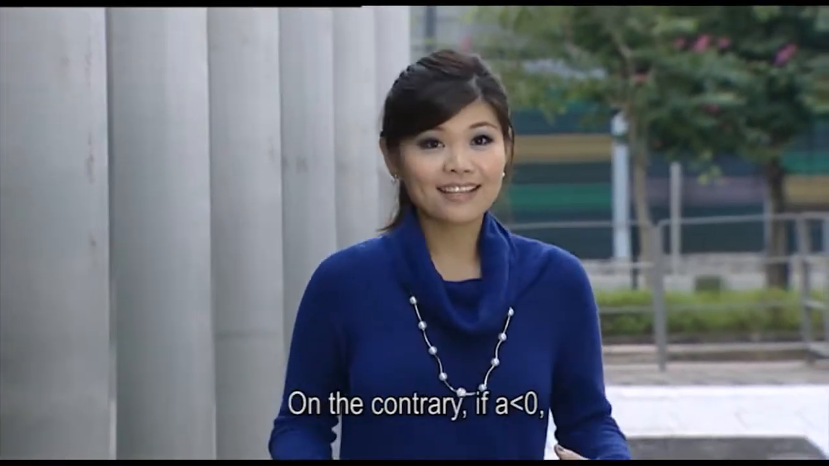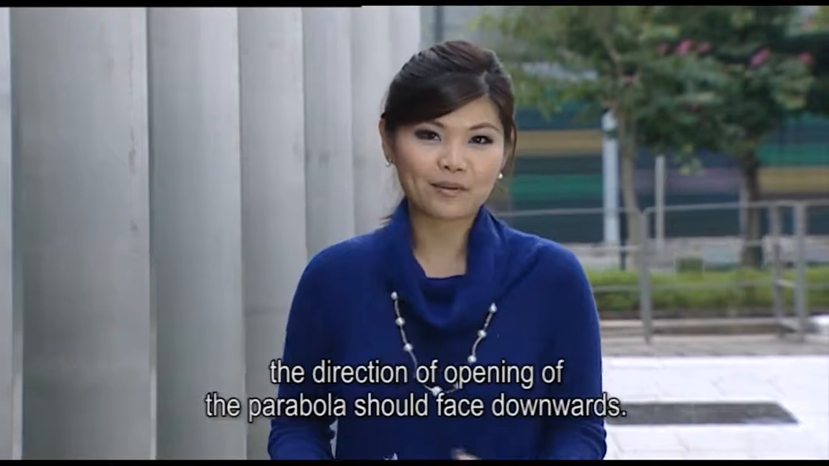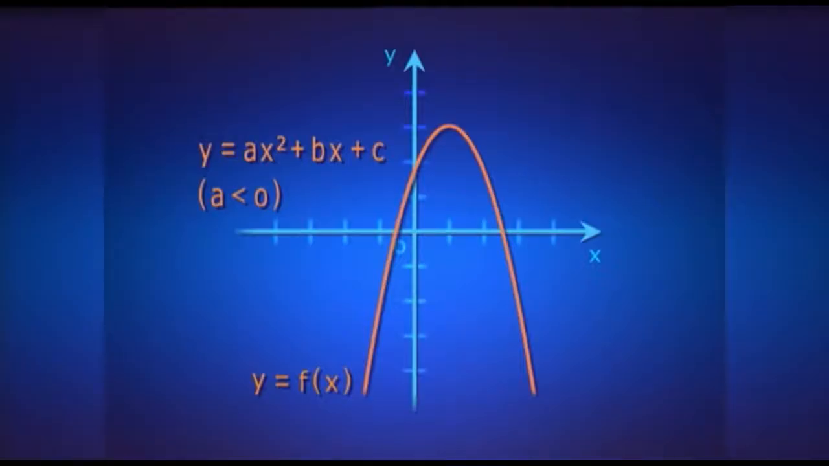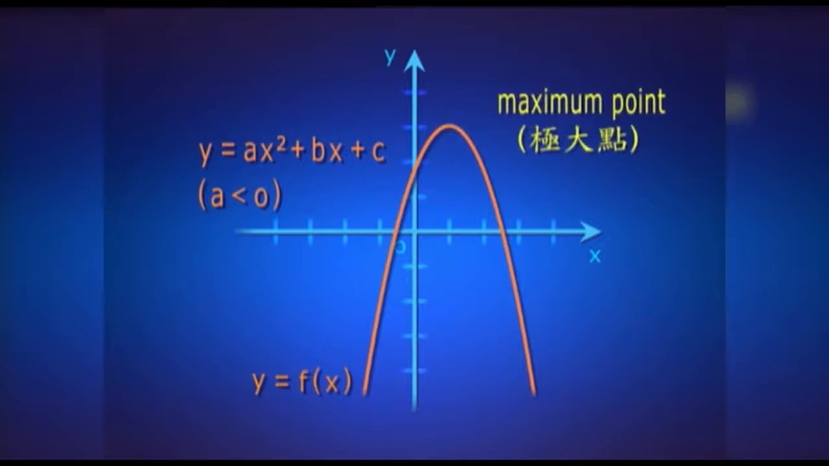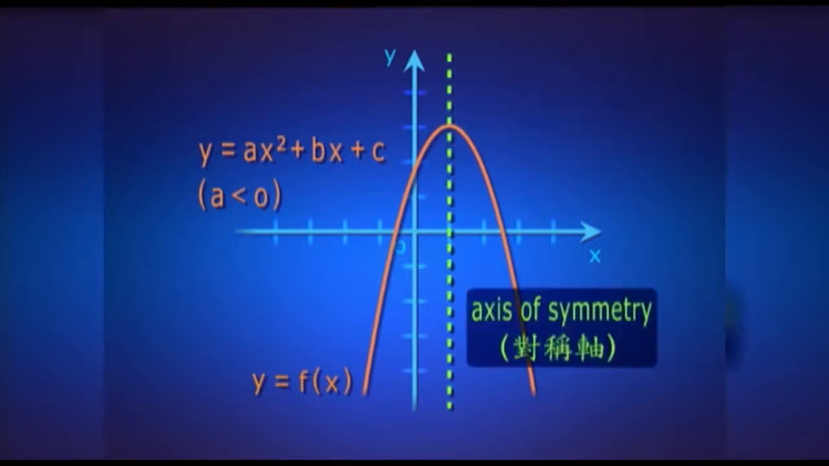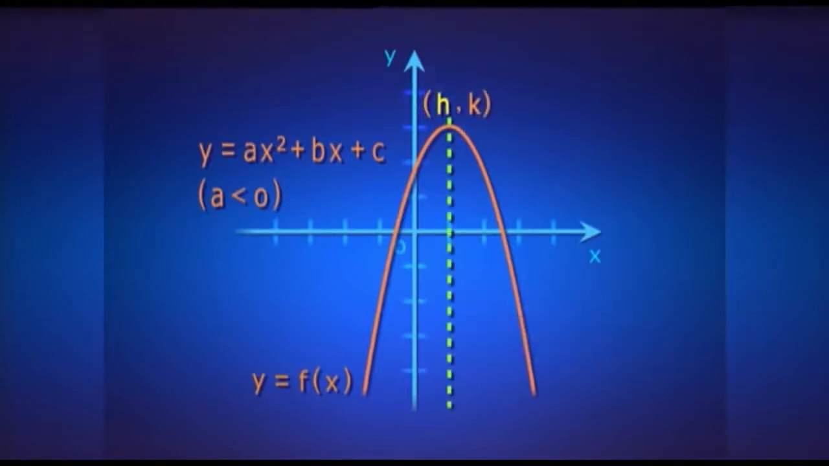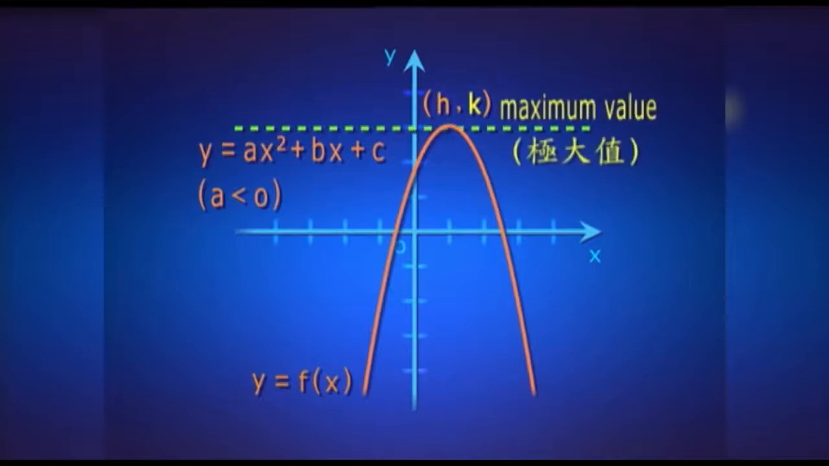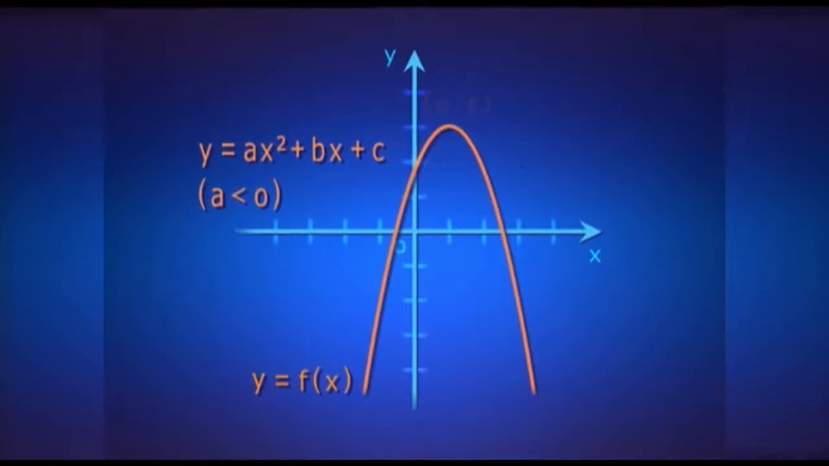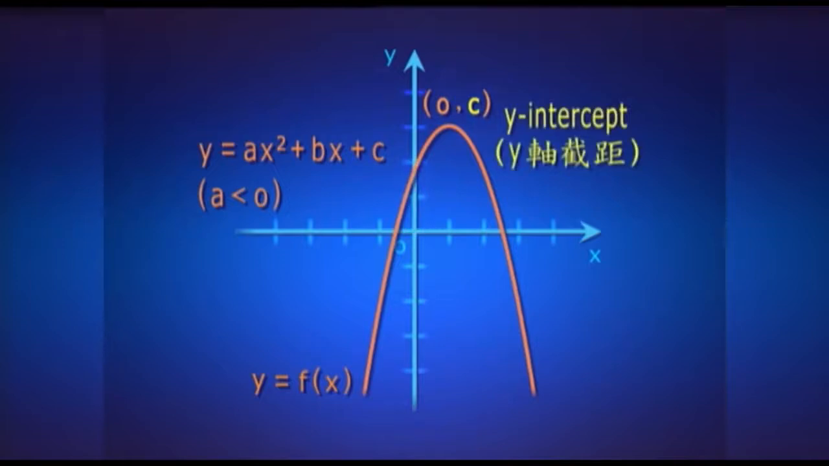On the contrary, if a is less than 0, the direction of the opening of the parabola should face downwards. The vertex becomes the highest point of the graph, and we call this highest point the maximum point. If we draw a perpendicular line from this point, it gives us the axis of symmetry. (h, k) is the coordinate of the maximum point. The axis of symmetry can be derived using the x-coordinate. The numerical value of the y-coordinate is the maximum value. The parabola cuts the y-axis at the point (0, c). Therefore, the y-intercept of this graph of quadratic function is c.